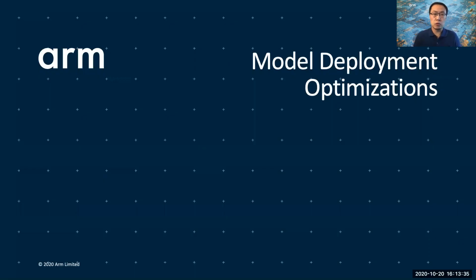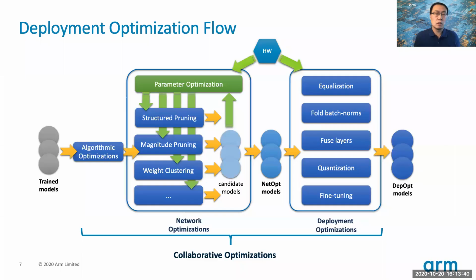Now let's take a closer look at model deployment optimization. Here is a typical deployment optimization flow. Starting from the left side are the unoptimized models, which typically are trained. The first step they go through is something we call algorithmic optimizations, where we may identify some convolutions or other computation nodes and replace them with more optimized implementations, such as Winograd.